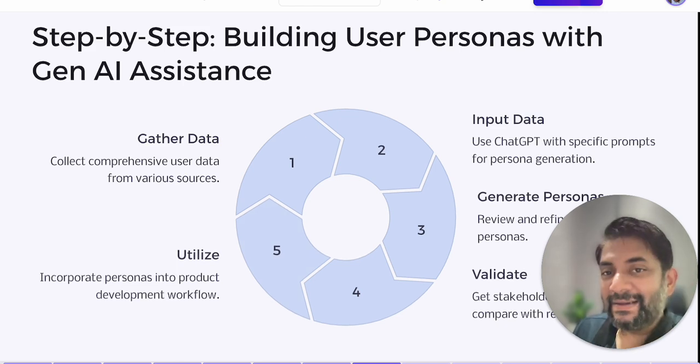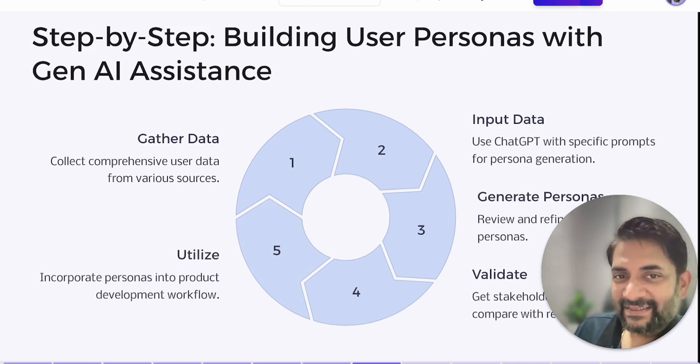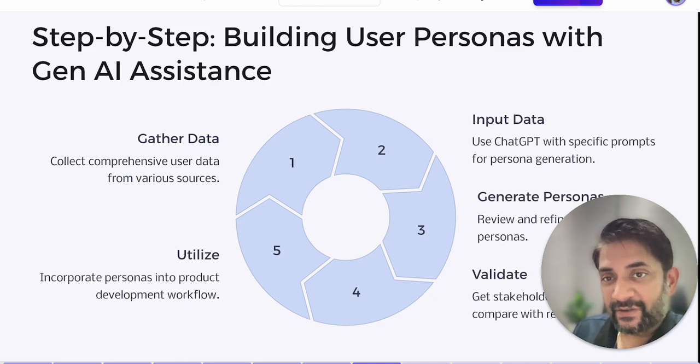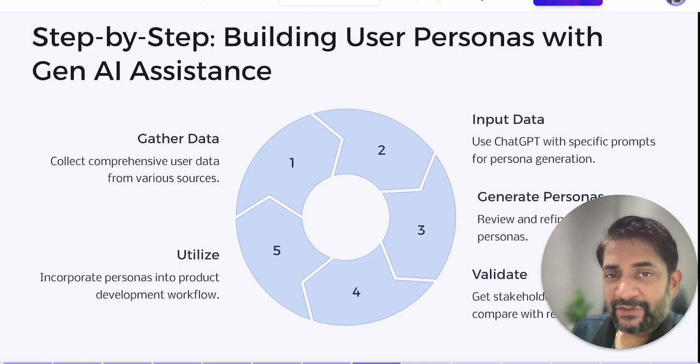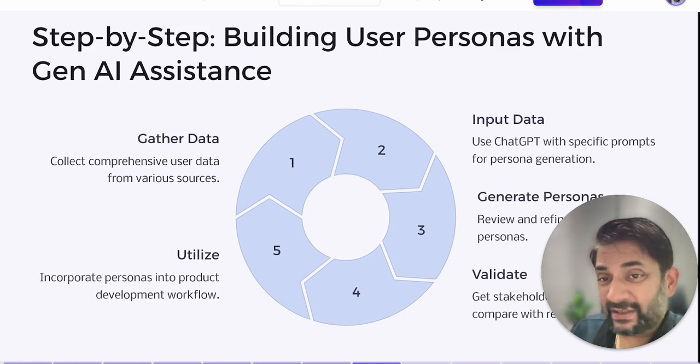Okay, moving on to user personas. We will be building user personas with Gen AI assistants, and here are the steps for it. 5 steps. You gather comprehensive user data via data sources like surveys, interviews, analytics, and user feedback. You ensure that there is diversity, so include data from different user segments to create varied personas.